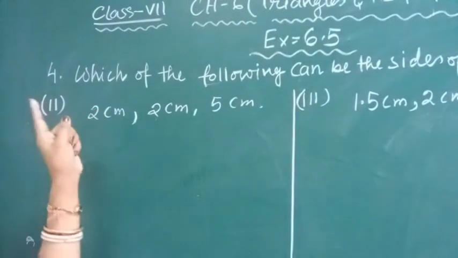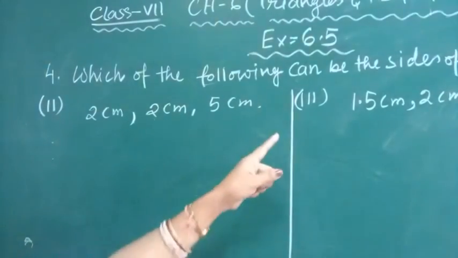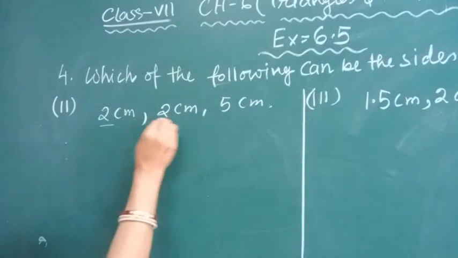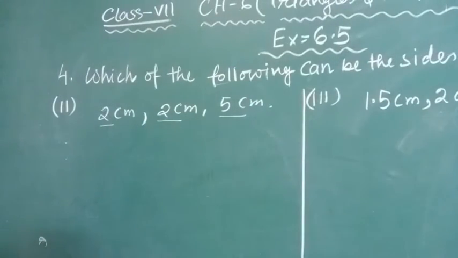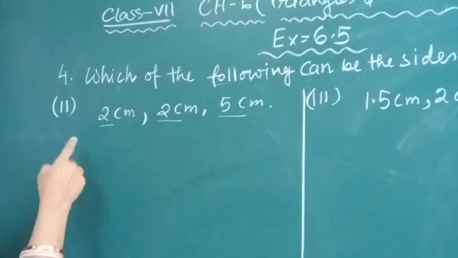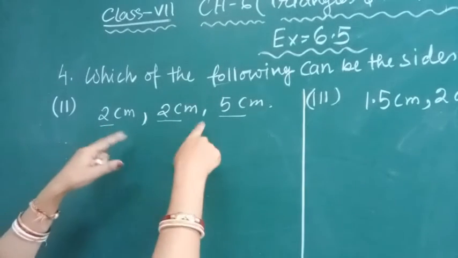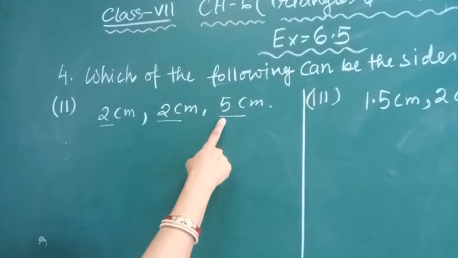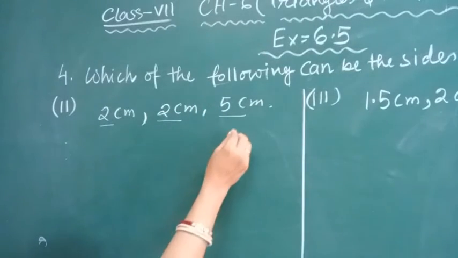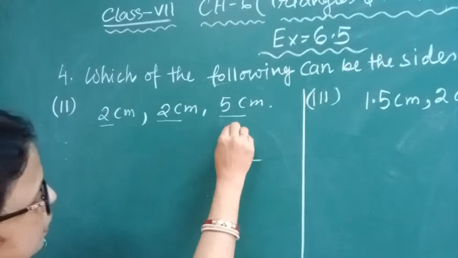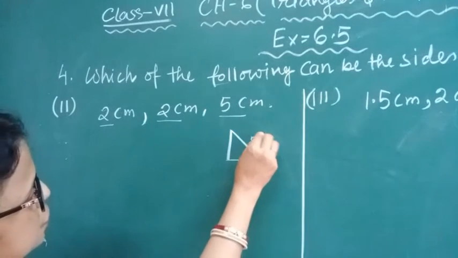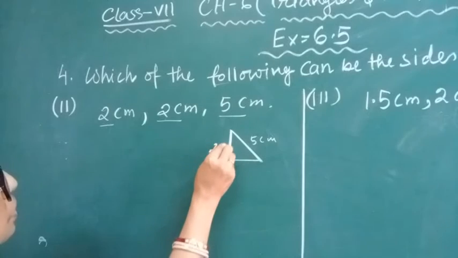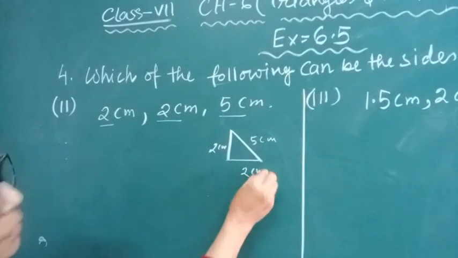Already we have done question number 1. Now 2 and 3 we will check, whether these measurements can be the sides of a right triangle or not. When we start verification, we have to find out which side is the longest side. The longest side must be the hypotenuse in a right triangle. The longest side will be the hypotenuse. So this is 5 centimeter and the remaining two are 2 centimeter and 2 centimeter.